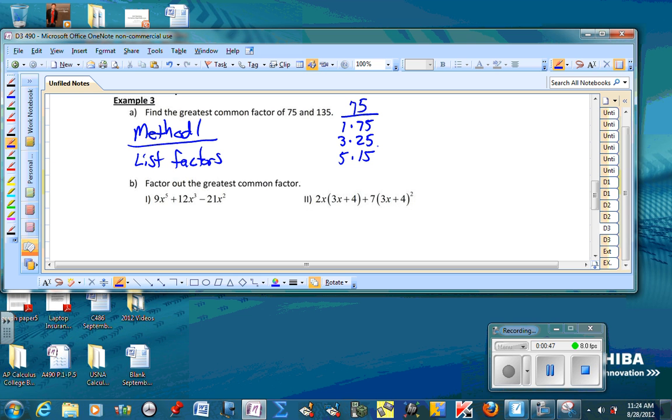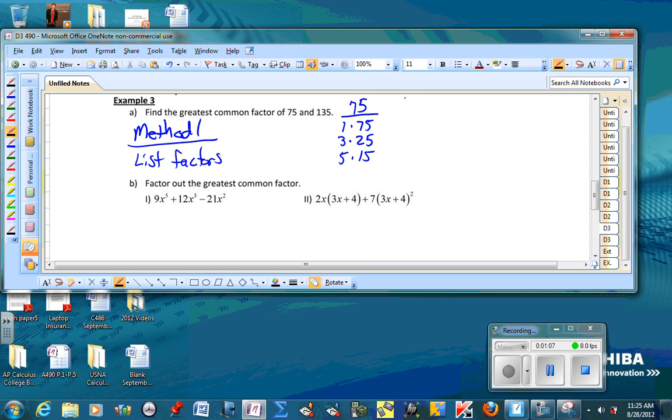6 doesn't work. 7 doesn't work. 8 doesn't work. 9 does not work. 10 does not work. Neither does 11, 12, 13, or 14. The next number that goes into 75 is 15. 15 is already listed, so we're done with this list of positive factors.